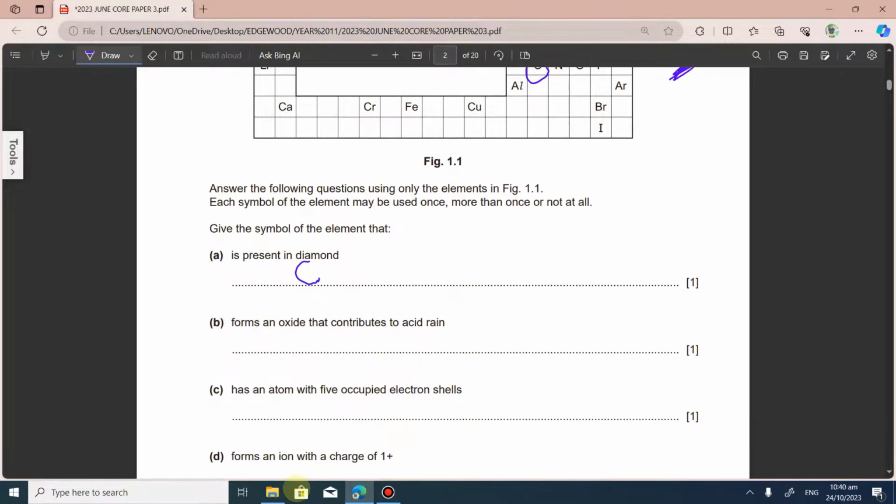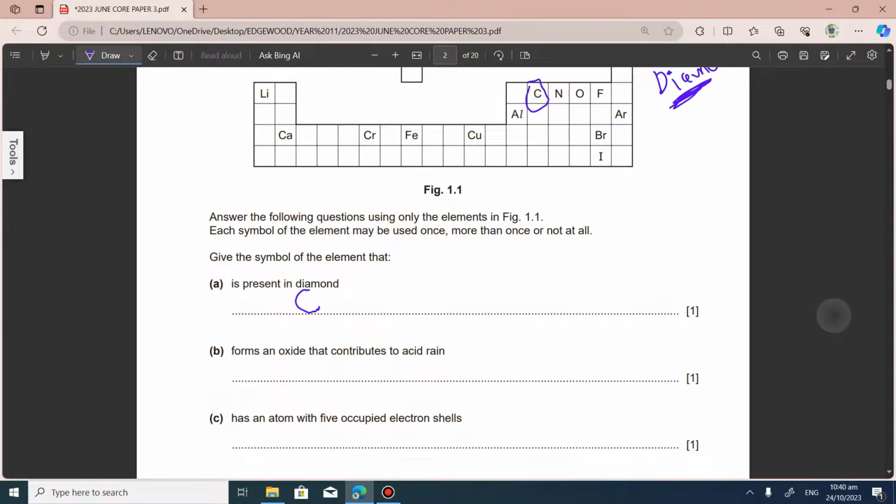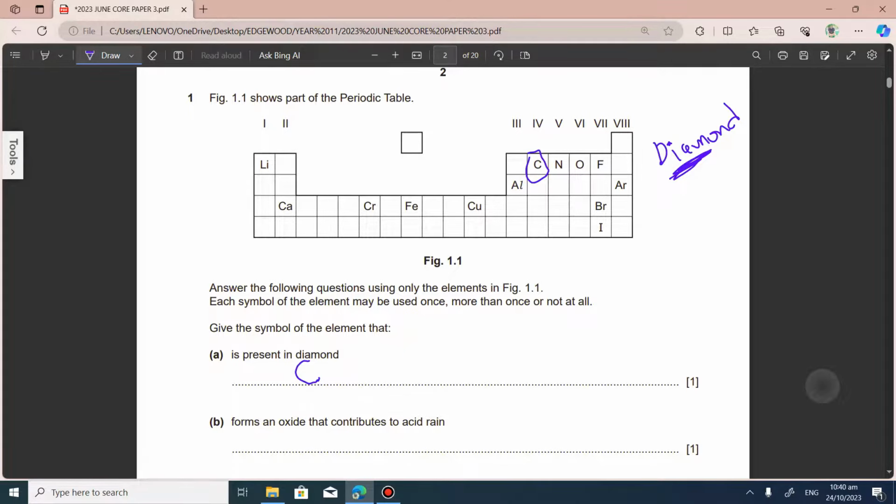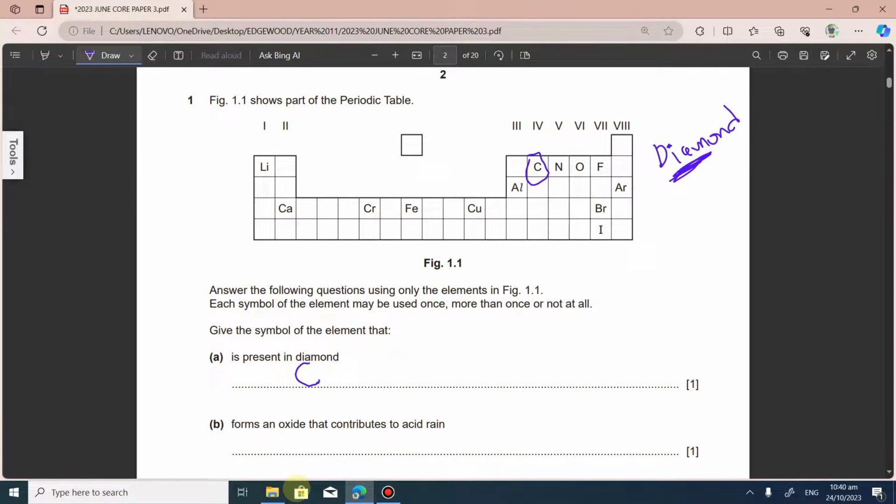So let's go to the next question. It says, which of these forms an oxide that contributes to acid rain? Now, when we talk about acid rain, it is one of the air pollutants that we have. And remember that it is either formed from compounds of sulfur or compounds of nitrogen. So we are looking at the oxides of sulfur, or the oxides of nitrogen. These are the two likely causes of acid rain.